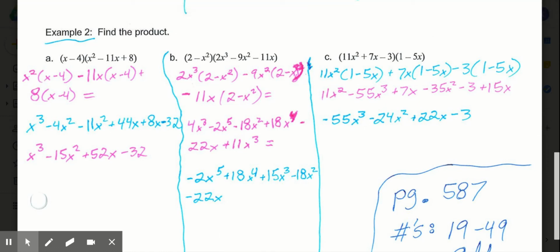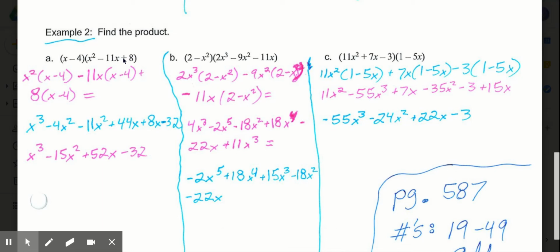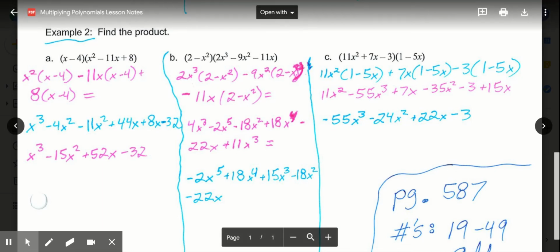So what I did is I kept the x minus 4 together. So you'll see in each part of this, the x minus 4 is still together. I took each part of the trinomial, and we will be distributing that, meaning multiplying it by the distributive property to each part of the binomial. So what this problem can be broken down to is x squared times x minus 4, minus 11x, because it's a negative, times x minus 4, plus 8 times x minus 4.